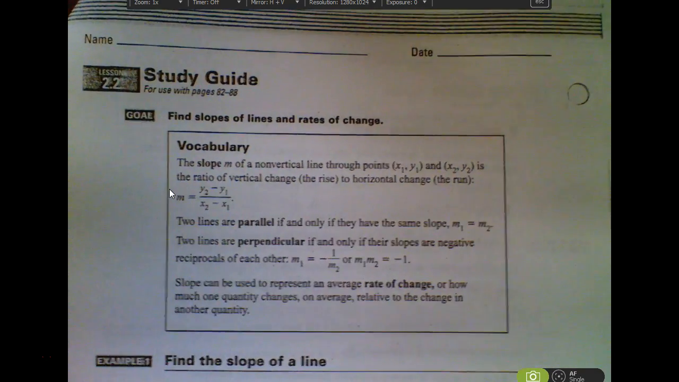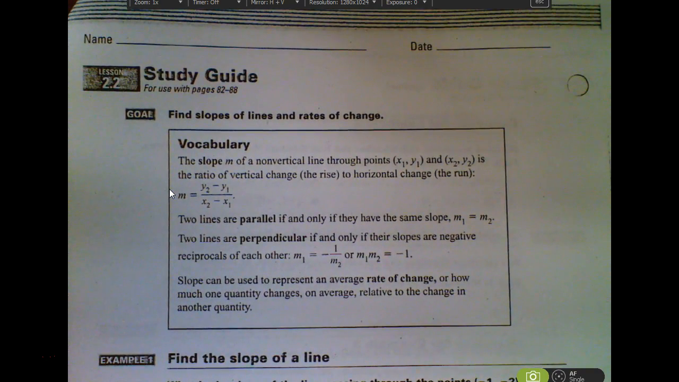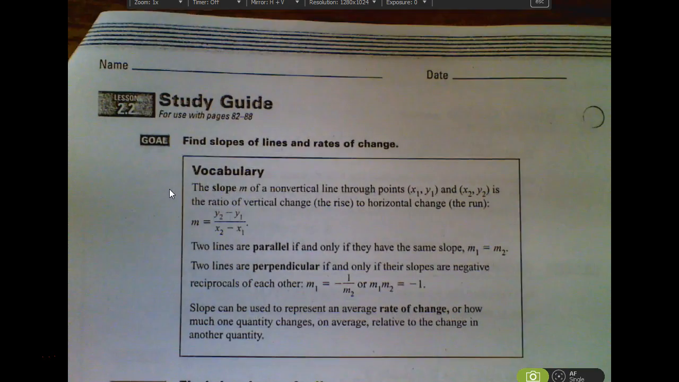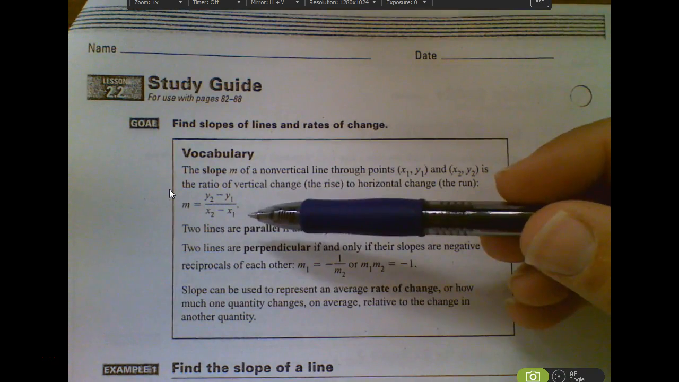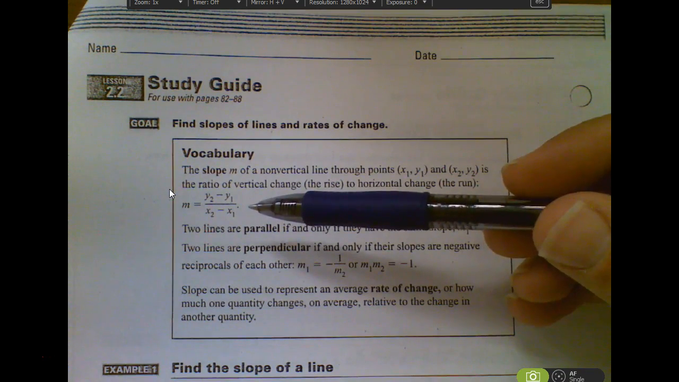Alright, so we're going to take a look at 2.2 in this video for Algebra 2. This chapter is now getting into the equations of lines, and part of that is going to deal with the slope of a line. And so that's what this lesson is all about. So let me just point out a couple things up here in the vocab, because there's a really big formula that we're going to be using quite a bit in this whole chapter.